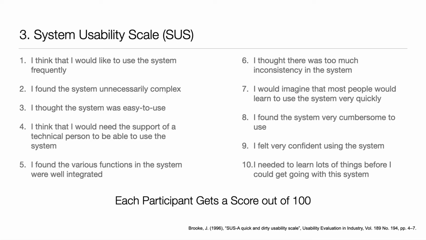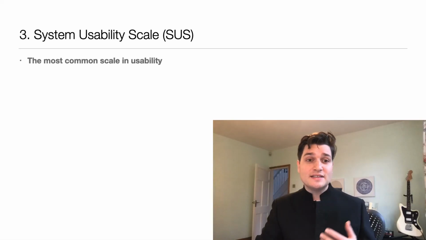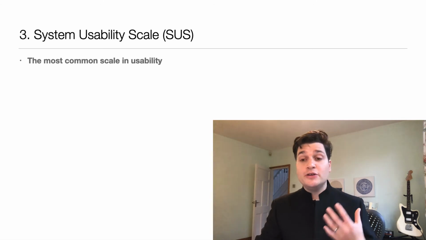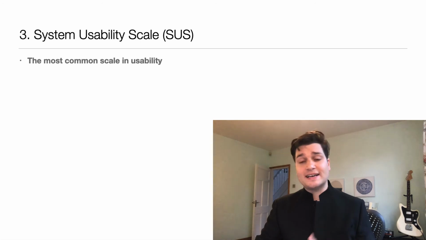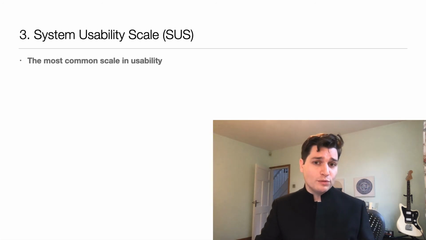So it's not quite as simple as the After Scenario Questionnaire, where we're just giving 3 numbers and adding them up. You've got to do a little bit of maths in this, but it's very simple. Now, SUS is the most common usability scale. You see it everywhere. I use it everywhere. It is absolutely fantastic because it works. And like any metric, you can track it over time. You can compare websites. It's wonderful.